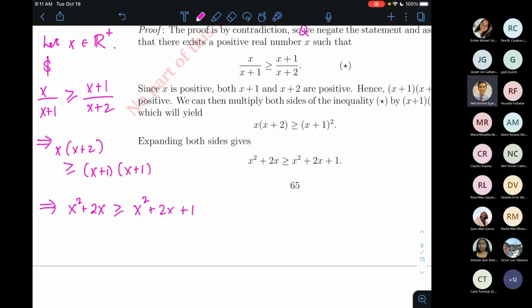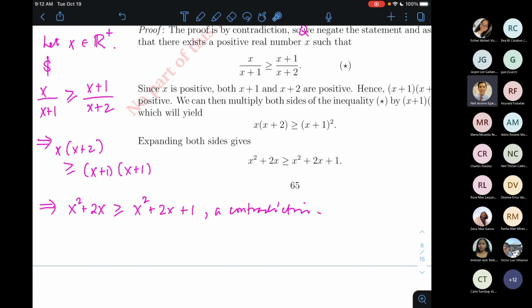And I say here is a contradiction. So you can say a contradiction. Okay. Clear naman na contradiction siya, no? Kasi yung x squared plus 2x hindi pwedeng maging mas malaki o pantay kay x squared plus 2x plus 1.